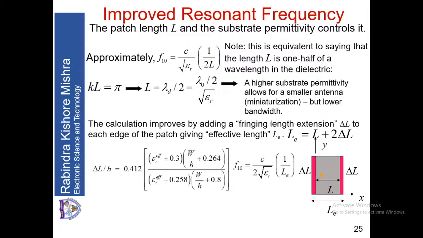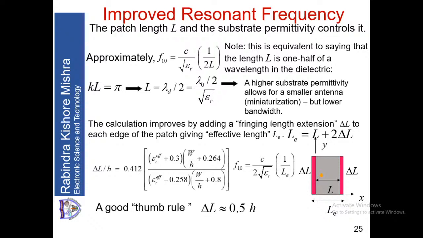And if you are uncomfortable with this expression for delta L by H, for finding the delta L value, you can use a good thumb rule, which is delta L is approximately 0.5 times H. So this is a good thumb rule that we can always use. That will give you a pretty good value for the resonant frequency.